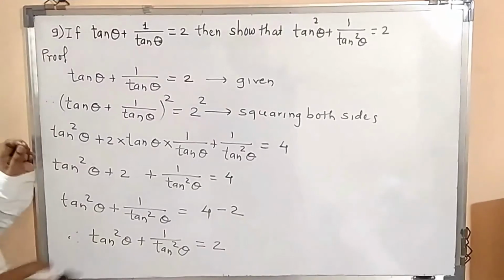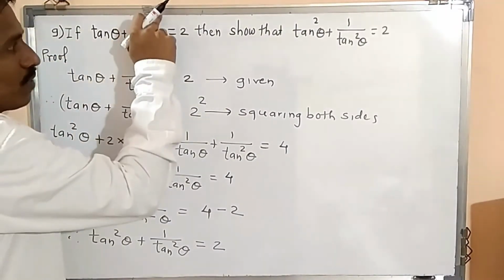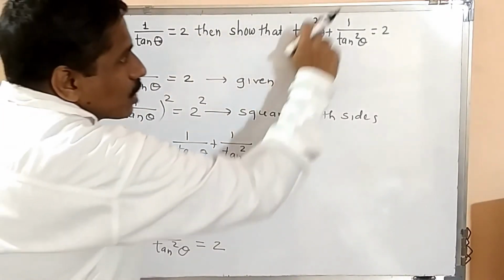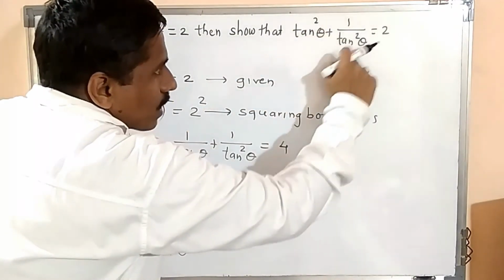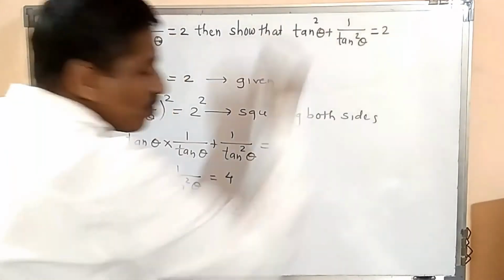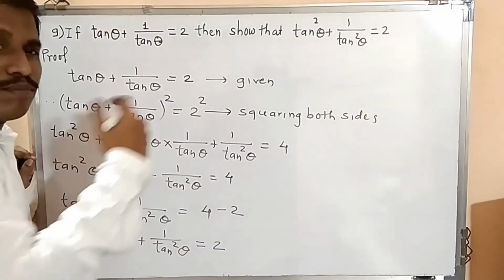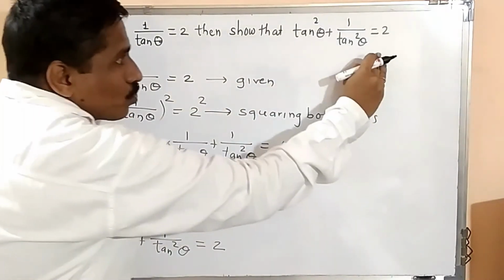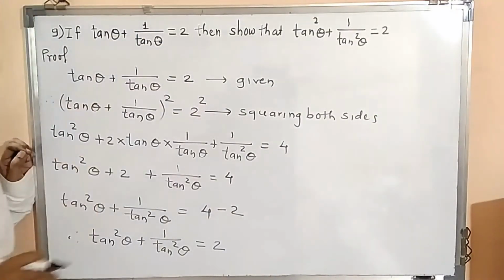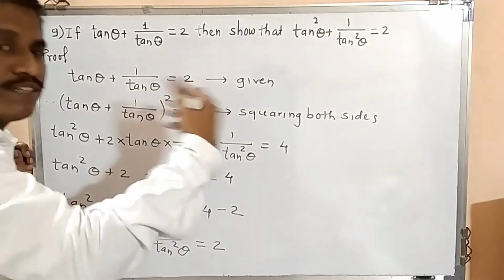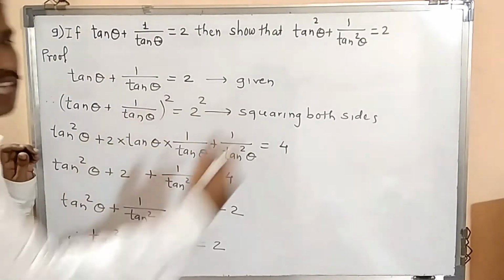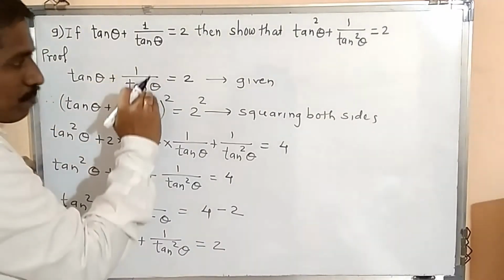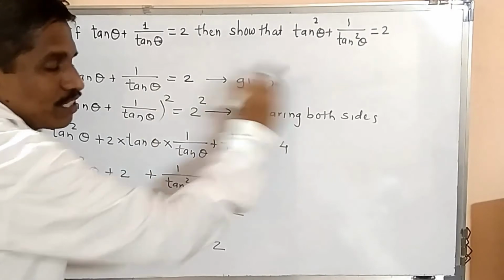So question number 9. If tan theta plus 1 upon tan theta is equal to 2, then show that tan square theta plus 1 upon tan square theta is equal to also 2. This is a little bit different example where this result is true if this is given. So we'll solve it with different way. We cannot use LHS RHS method. Here tan theta plus 1 upon tan theta is equal to 2. This is given.